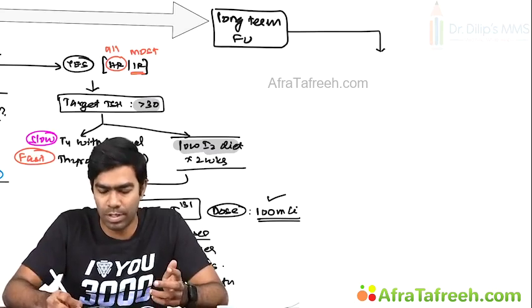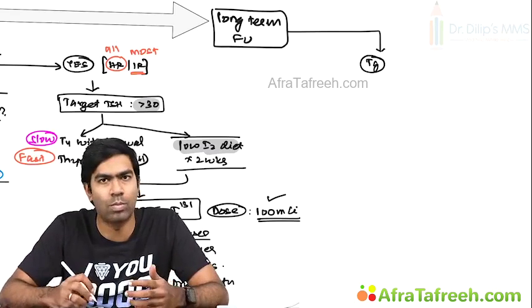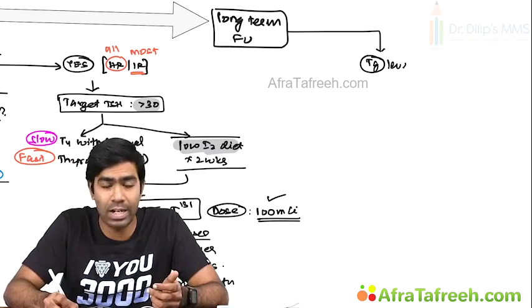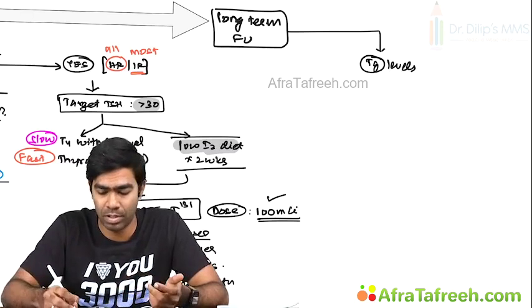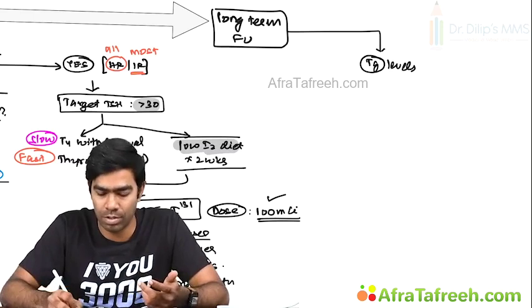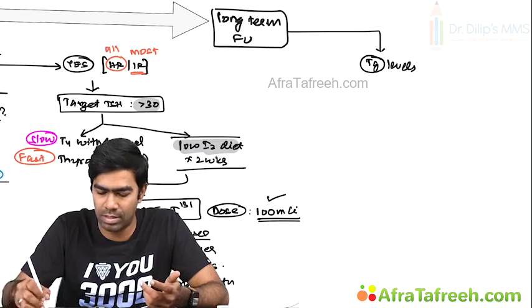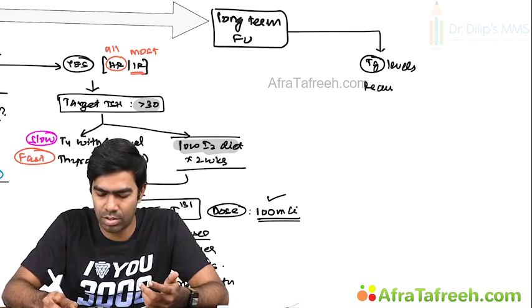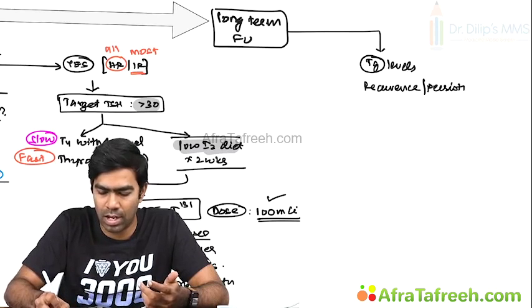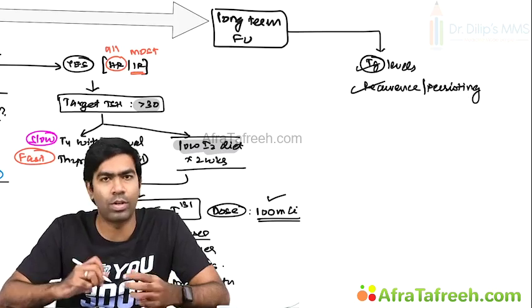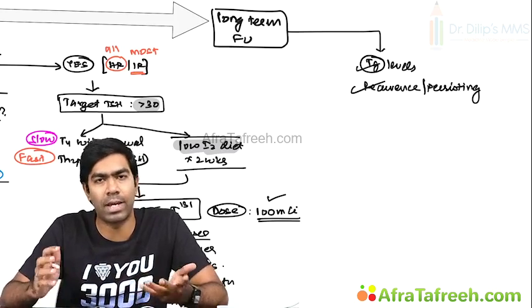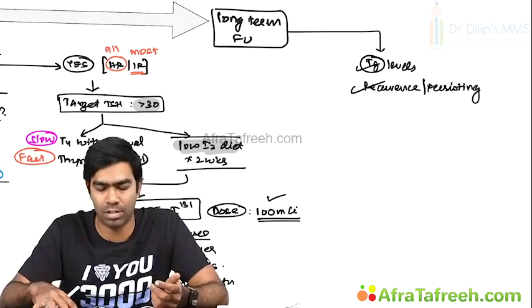So long-term follow-up is based on two things. One is the thyroglobulin levels, because we are dealing with FTC and PTC here, which are follicular-derived neoplasms. And based on whether the patient is having a recurrence or a persisting disease anatomically. So this is what we are going to assess. First is the biochemical assessment, second is the structural assessment.